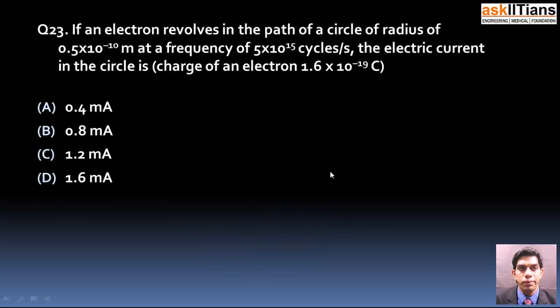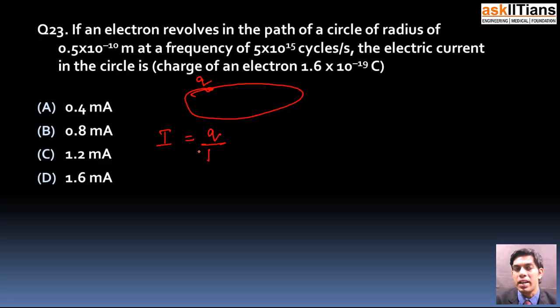Moving on. If an electron revolves in a circular path of radius 0.5 into 10 to the power minus 10 meter at a frequency of 5 into 10 to the power 15 cycles per second, the electric current in the circle is, the charge of the electron is given, that is 1.6 into 10 to the power minus 19 coulomb. So when a particle having a charge q is moving in a loop, the current in that loop is basically the charge it carries divided by the time it takes to complete one cycle.